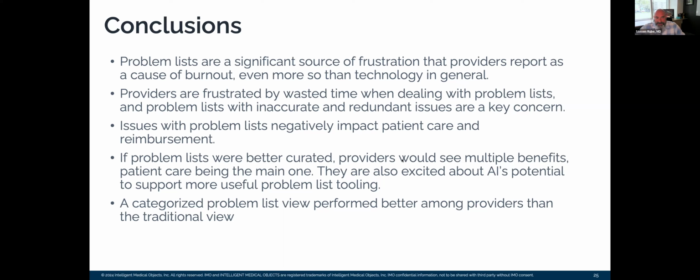Some of the future-looking questions: if problem lists were better curated, providers would see multiple benefits, patient care being one of them. People are asking about AI. What can AI do for some of this? And it's certainly something as a company we are heavily invested in and looking towards improving some of these workflows. And a categorized problem list did perform better in certain metrics than an uncategorized problem list.